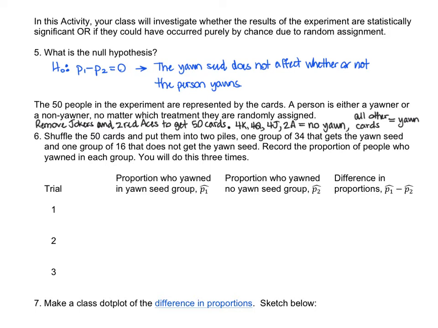Next, we're going to shuffle the cards well, and then we're going to divide them into 2 piles. We're going to deal them out into a pile of 34, representing the students or the people who got the yawn seed, and another pile of 16 representing the test subjects who did not get the yawn seed. And then we're going to figure out what the proportion is of each of those different stacks, the proportion of yawns that are represented, using, once again, all other cards besides the 4 kings, 4 queens, 4 jacks, and 2 aces.